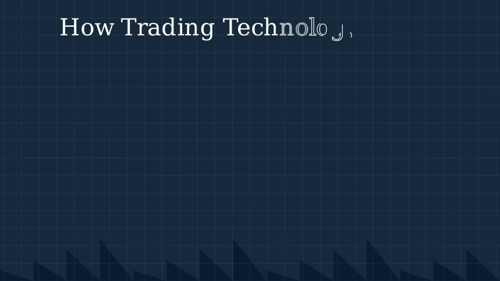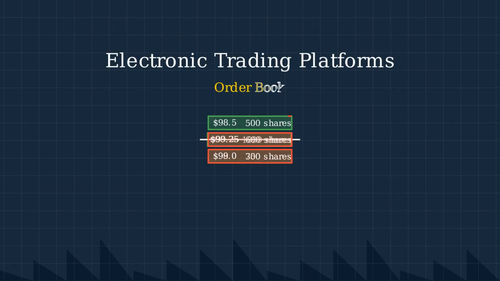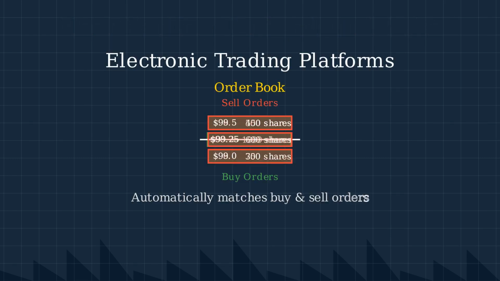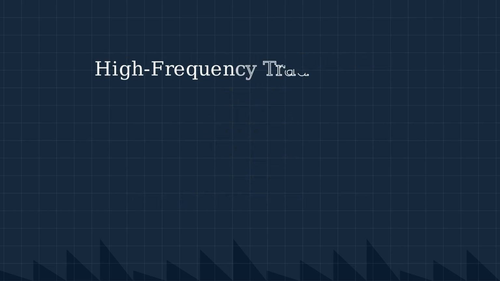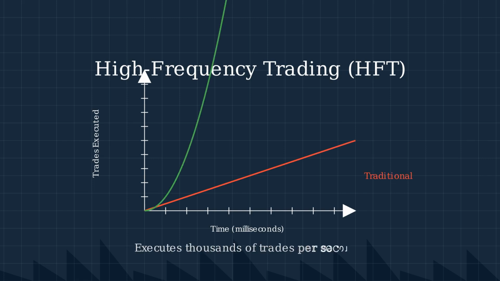Modern stock markets rely heavily on technology that has dramatically changed how trading works. Electronic trading platforms automatically match buy and sell orders using sophisticated algorithms. High-frequency trading firms use powerful computers to execute thousands of trades per second, capitalizing on tiny price differences across markets.